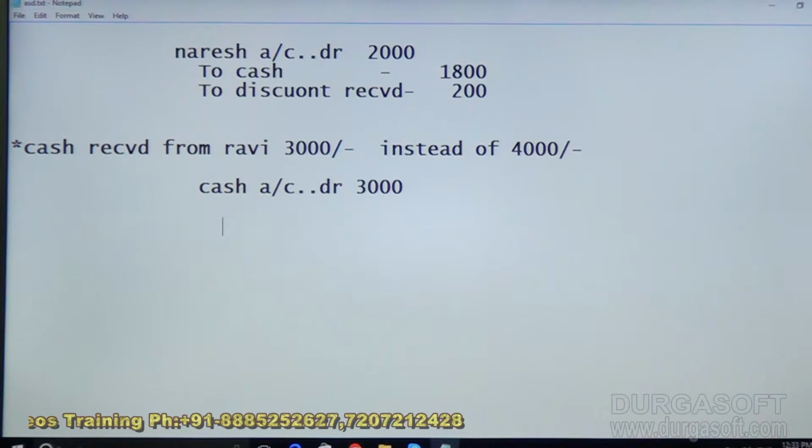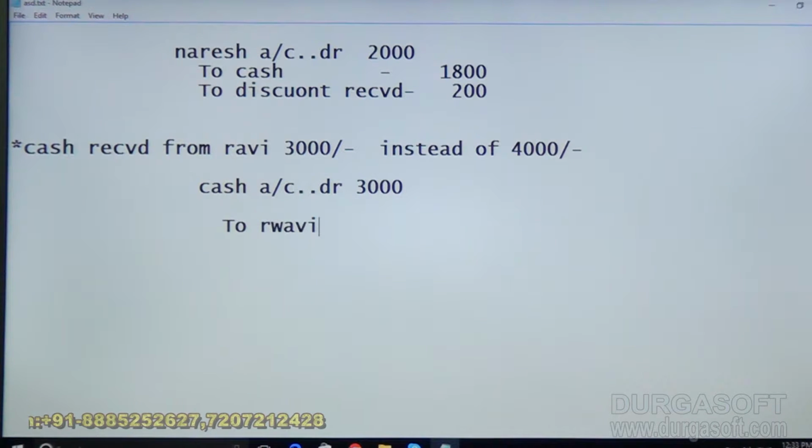So here, what do we need to write? Cash account debit to Ravi's account. How much? Total 4000 rupees.